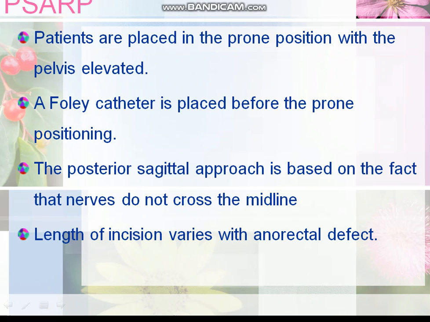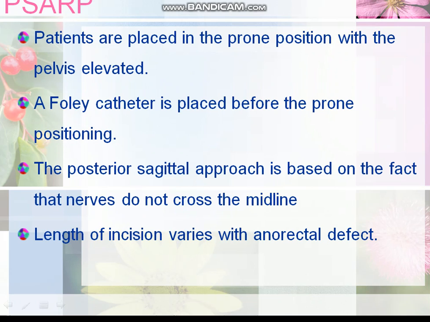In PSARP the child is placed in prone position, the pelvis is elevated, and a Foley's catheter is inserted before prone positioning. The posterior sagittal approach is based on the principle that nerves do not cross the midline. An incision is made. The length of the incision varies with the anorectal defect, depending on whether it is high, low or intermediate type.